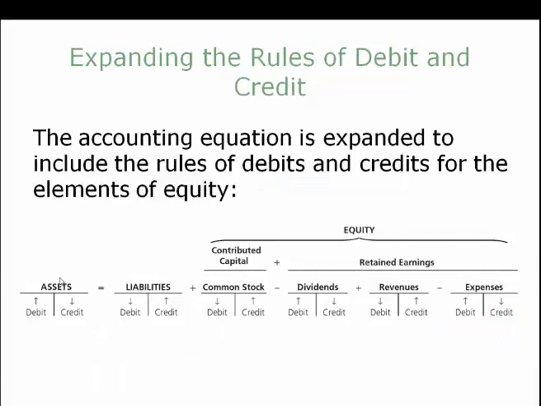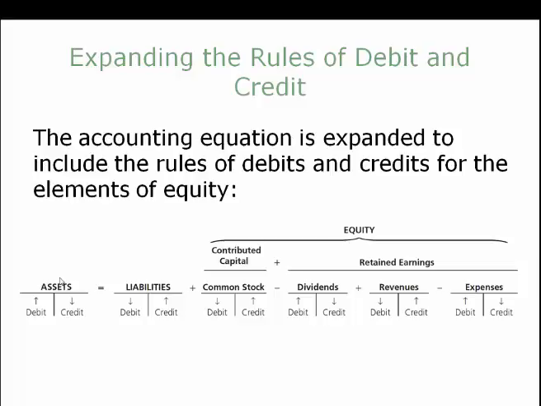And here's the expanded accounting equation. I know it's a little bit small, but you notice that assets and expenses have the same character. Assets, expenses, and dividends have the same character. And liabilities, common stock, and revenues have the same character. So if you want to group those, if that makes it easier for you, maybe you can make a little jingle that says LCR, debit decrease, credit increase.